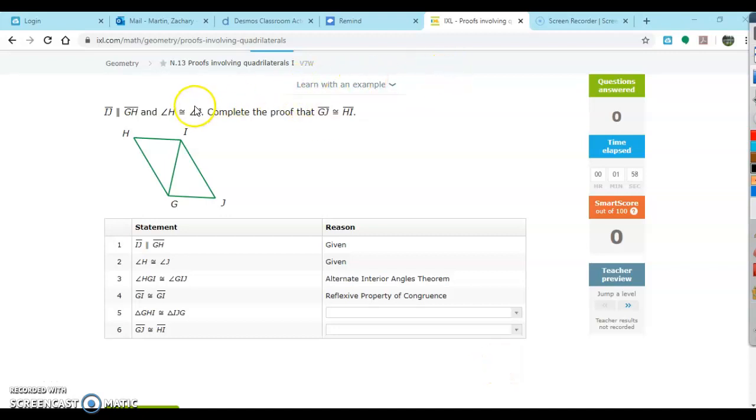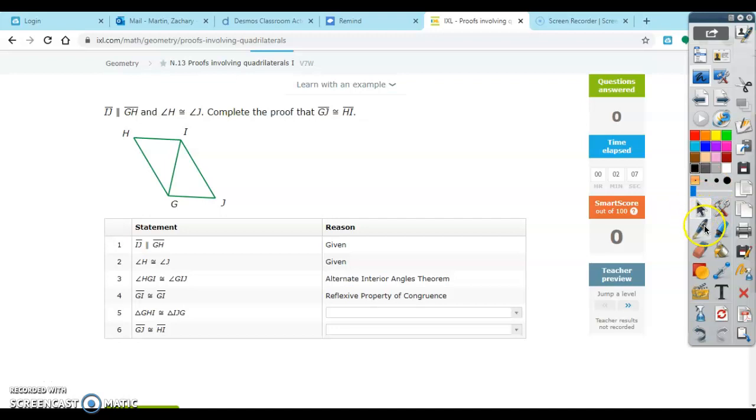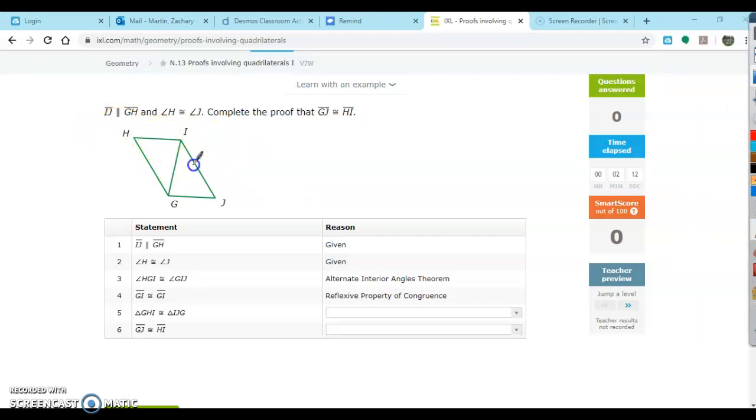Alright, geometry students, here I am in IXL again, working on standard N.13, proofs involving quadrilaterals, part 1. It says here that segment IJ is parallel to segment GH, so those are parallel. And angle H is congruent to angle J. So we know that this angle is congruent to this angle here.